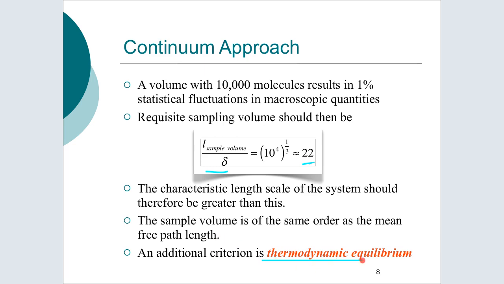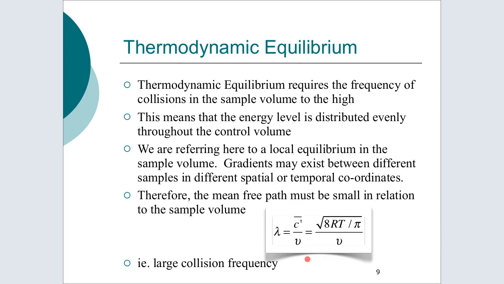So what we want is to ensure we've got thermodynamic equilibrium. So what does that mean? Thermodynamic equilibrium requires the frequency of collisions in the sample volume to be high. And it's useful to think of this in terms of energy. If this collision frequency is high, it means that a high energy molecule that comes in will undergo quite a lot of collisions, and therefore that energy will be distributed throughout the volume. So the energy level is dissipated.